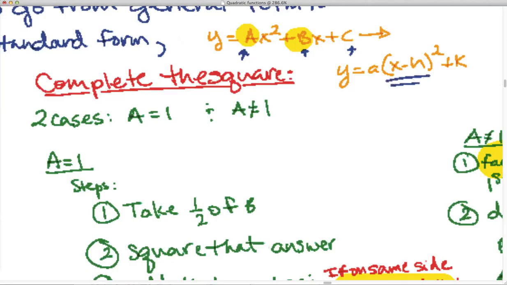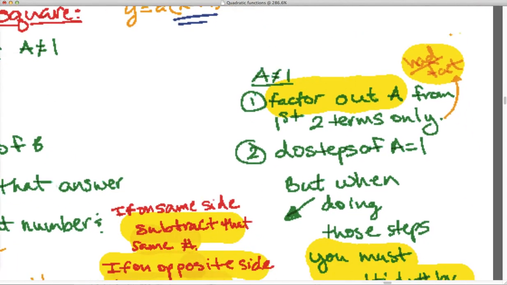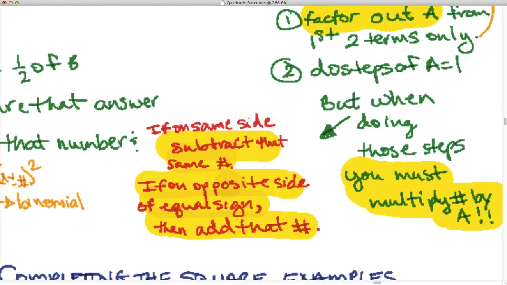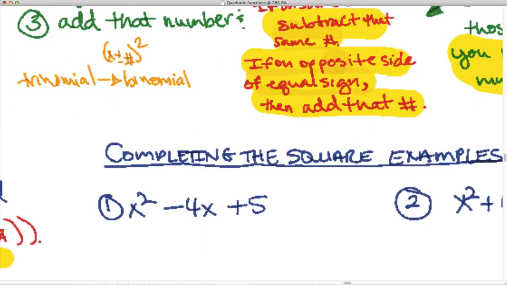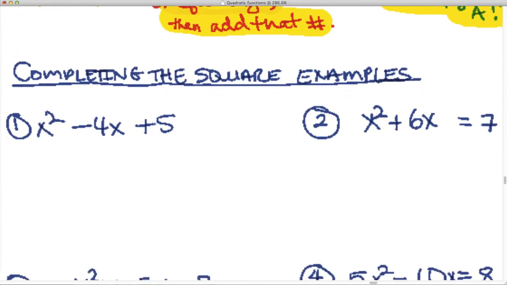It's a lot better if you just see it in action. And if a is not equal to 1, what we're going to do is factor out that a value, and it's going to alter one step at the end in which we multiply by a. Let's see it in action, okay? Here are some basic examples of completing the square.